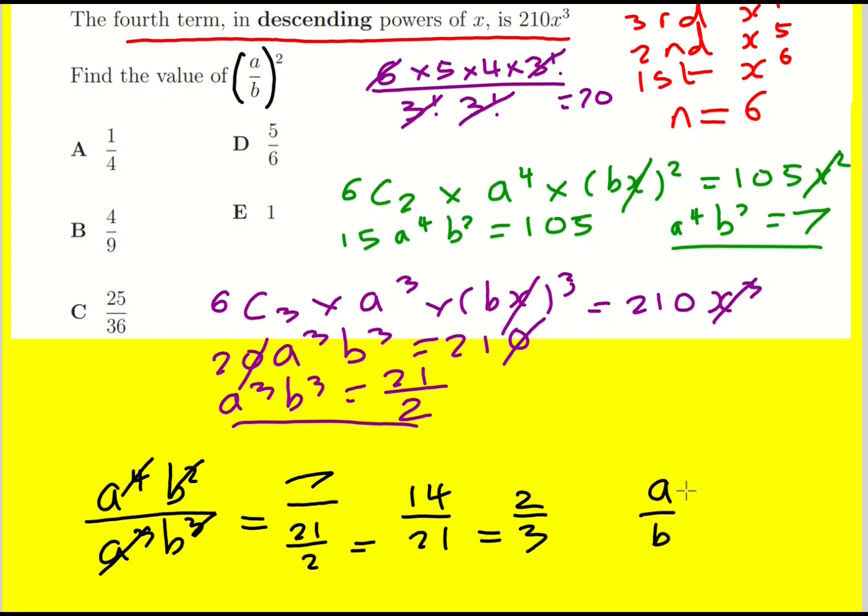So then a over b all squared equals 4 over 9. Nice question.